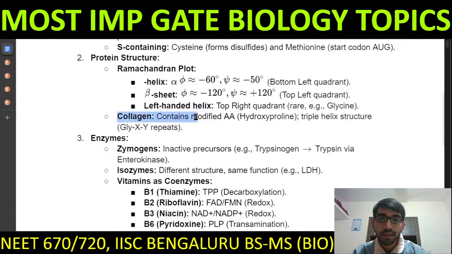Then collagen, remember, contains modified amino acids like hydroxyproline, so proline with a hydroxy group, hydroxylated, and it has a triple helical structure where this repeat is very important, glycine-X-Y. So this can be hydroxyproline and proline. This kind of amino acids are present there.